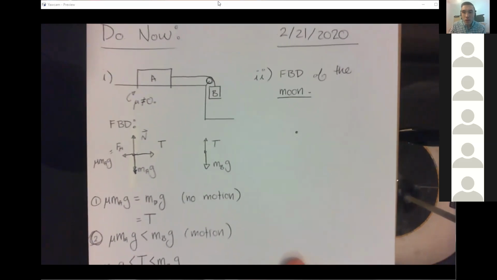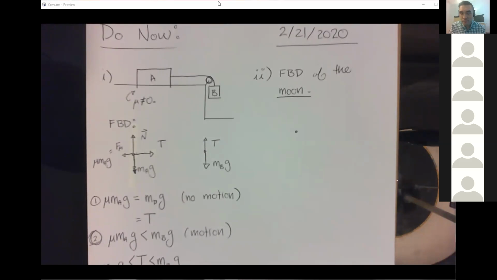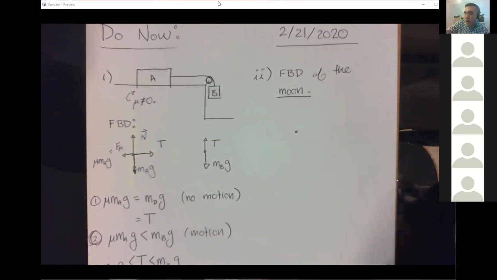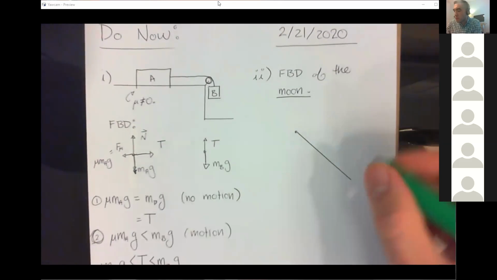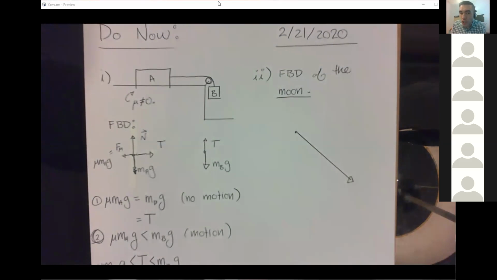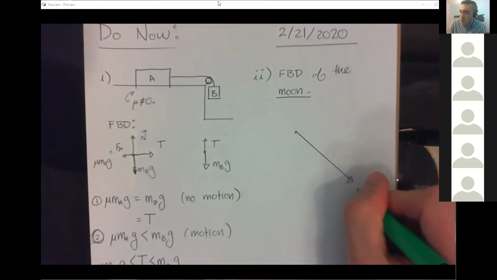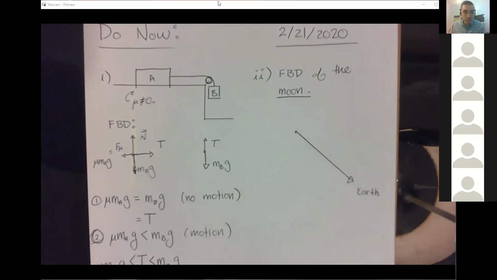Item number 2. I would like the free body diagram of the moon. And so what is the free body diagram of the moon? What do y'all think are the most important forces acting on the moon right now? Gravity. Gravity? So when we talk about forces, we want to talk about between object A and B. So the gravity of the moon with what? Earth. Okay, so the biggest force which acts on the moon is the weight of the moon in the direction of the Earth. So I'm just going to draw a big long arrow here and say, hey, this is towards the Earth.